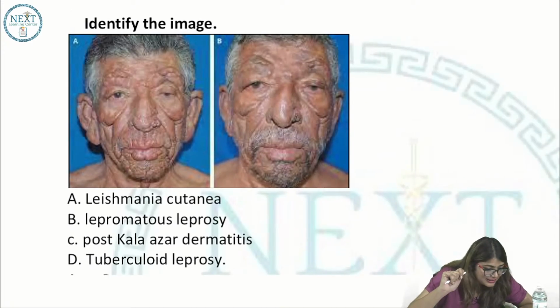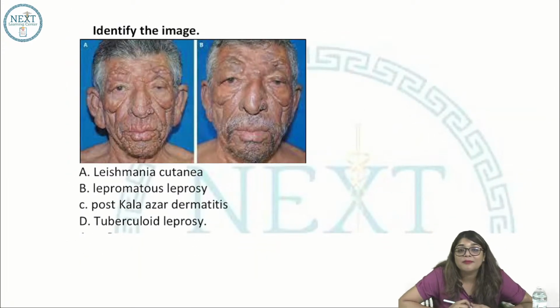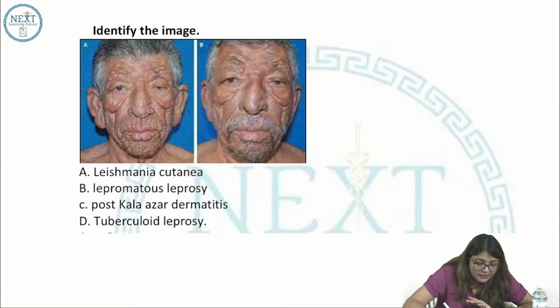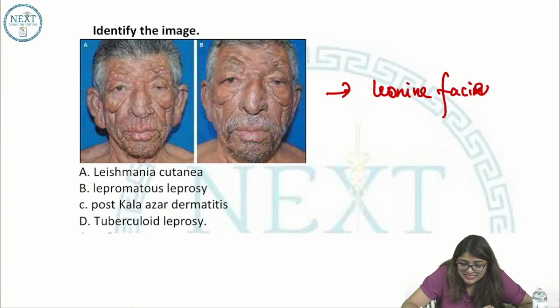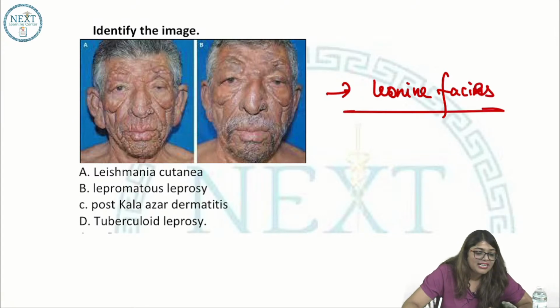Okay, now look at this. Tell me the answer for this. Identify the image. What is this? The image is telling you lion facies. Okay? Lion facies. Alright? Lion facies are seen in which kind of leprosy? It is seen in lepromatous leprosy.